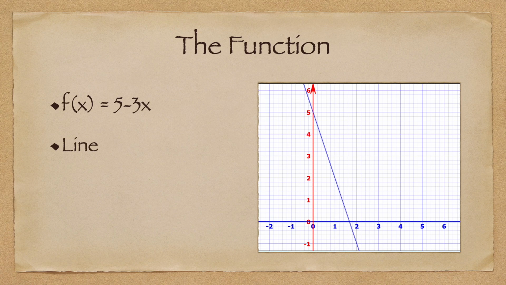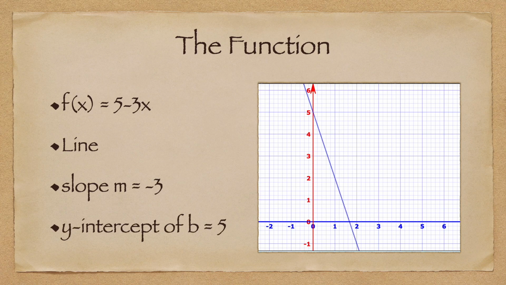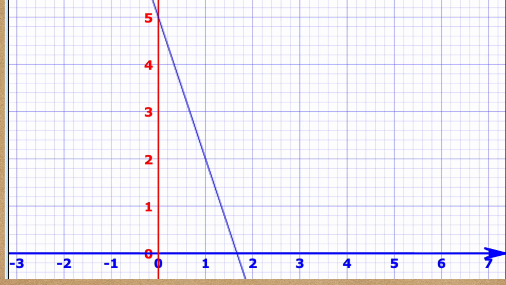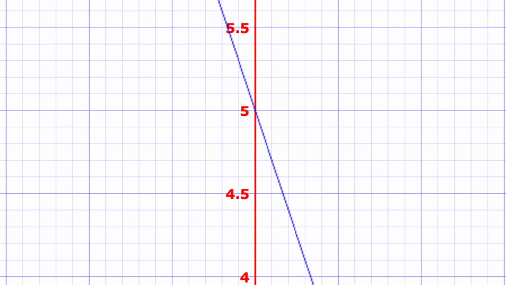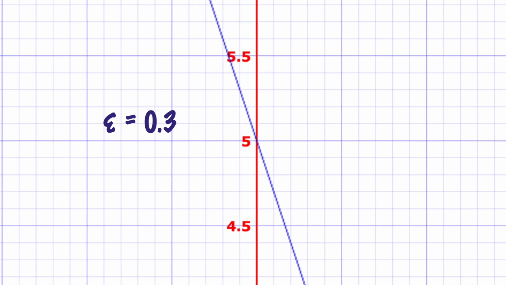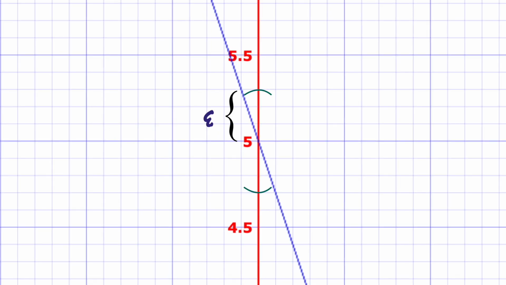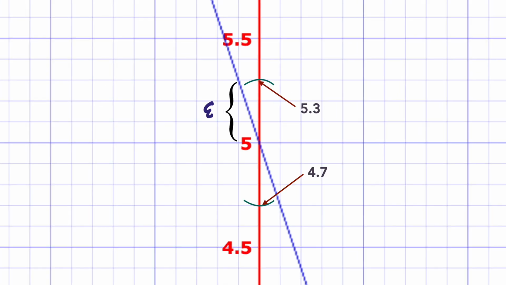It is a line with slope of -3 and y-intercept of 5. Now let's zoom in a little and choose a positive number epsilon. What about epsilon equals 0.3? Then the range of values for the function would be 5 minus 0.3 and 5 plus 0.3. Now, what x values will give us a function value of 4.7 and 5.3?